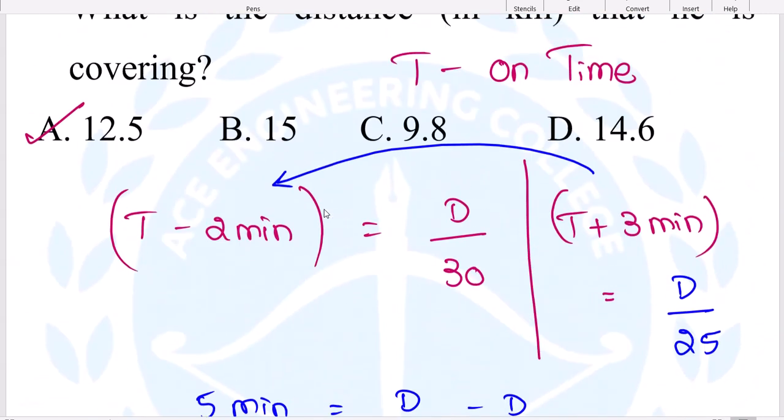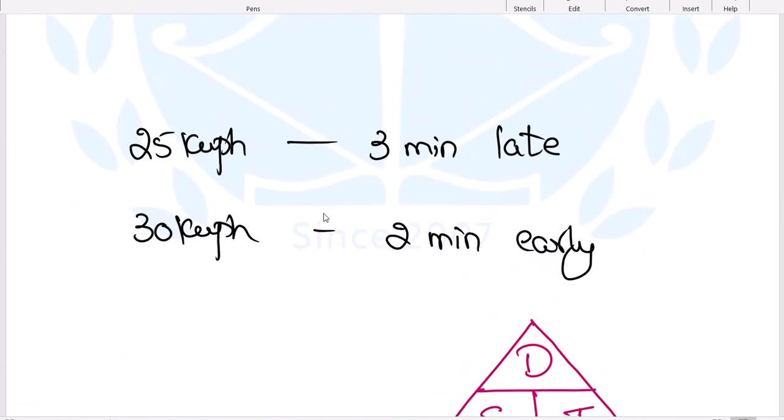Now my other question is, what speed do you need to maintain to reach on time? This is the next question. With 25, you are late. With 30, you are 2 minutes early. Don't say the answer is between 25 and 30. Why not? It is between that only, but what is the exact value?